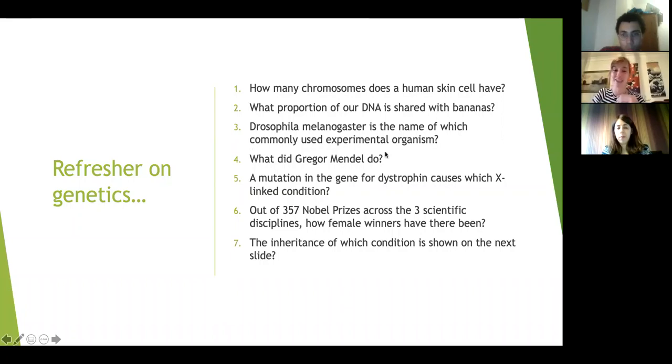Drosophila is the name of which commonly used experimental organism? And I may be showing my age with Gregor Mendel, because knowing who he was was a key part of the GCSE biology syllabus when I was 16. Then dystrophin, which condition is that linked with? Hazard a guess at the number of Nobel Prizes across the 3 sciences that have been won by women. And then I'm going to call for answers in the chat and hopefully you guys will join in.